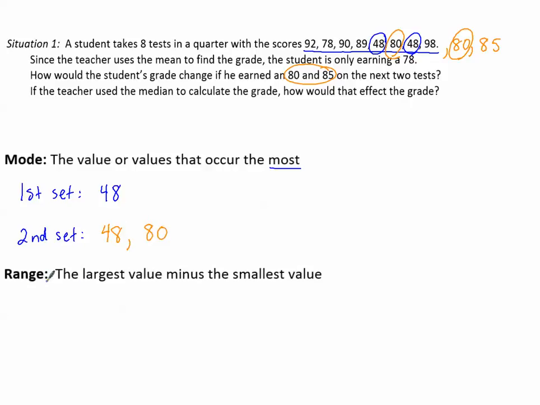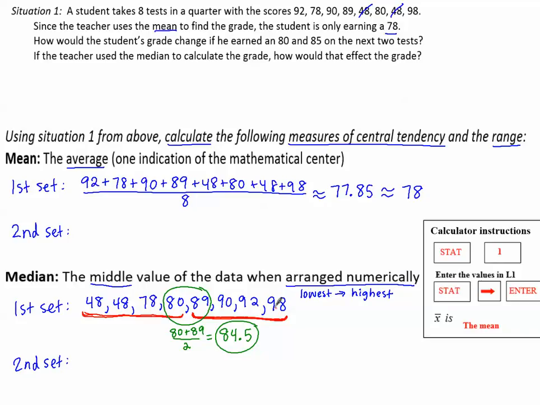The range is the largest value minus the smallest value. In the first set, the smallest and largest can be easier seen where we've ordered them from smallest to largest. So the smallest is 48, the largest is 98.